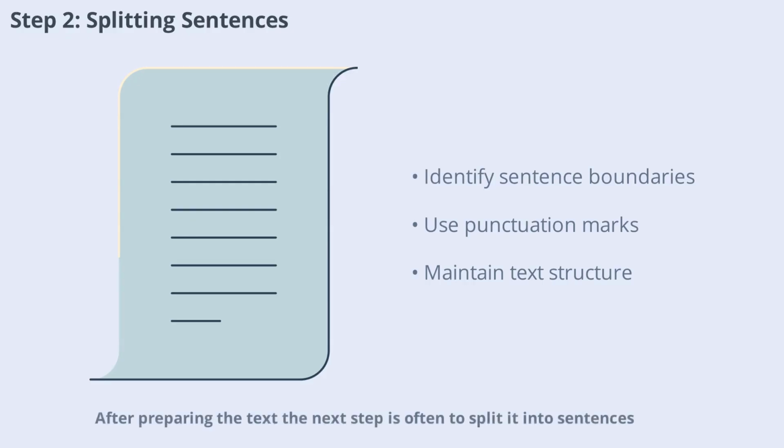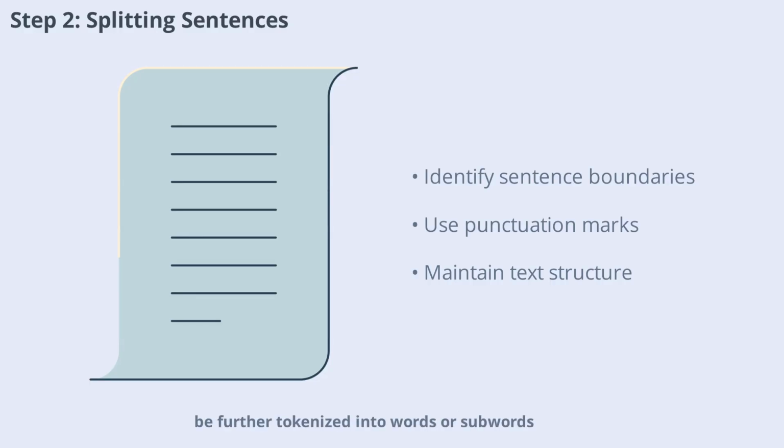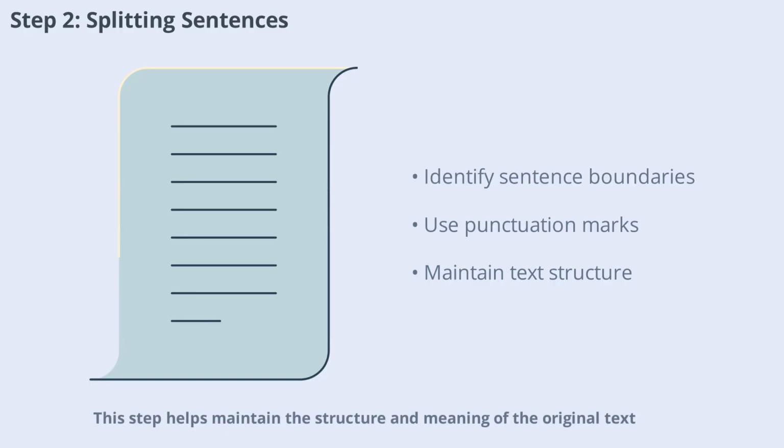After preparing the text, the next step is often to split it into sentences. This is especially useful for tasks that require sentence-level analysis. Sentence splitting involves identifying punctuation marks like periods, exclamation points, and question marks. By breaking the text into sentences, we create manageable chunks that can be further tokenized into words or subwords. This step helps maintain the structure and meaning of the original text, making downstream processing more effective.